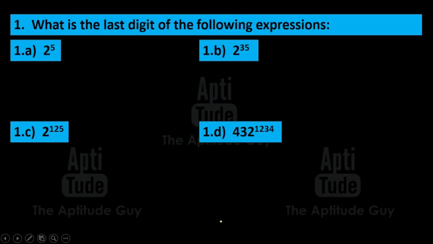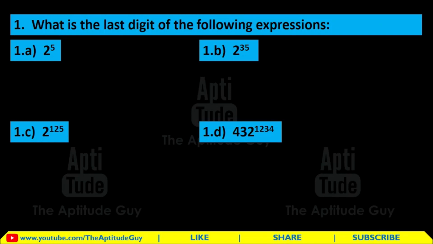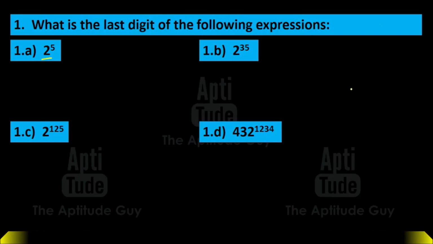This is question number 1. It has 4 sub-questions ranging from the simplest difficulty level to the slightly tough ones. Alright, let's go step by step. What is the last digit of the following expressions? Okay, cool. Now the first thing we do is check the base value. The base value is 2 for all of them. Let us first write the power cycle of the number 2. 2 power 1 is 2, 2 power 2 is 4, 2 power 3 is 8, 2 power 4 is 16, ends with 6. This is the power cycle of 2. Alright, now let's solve the questions.